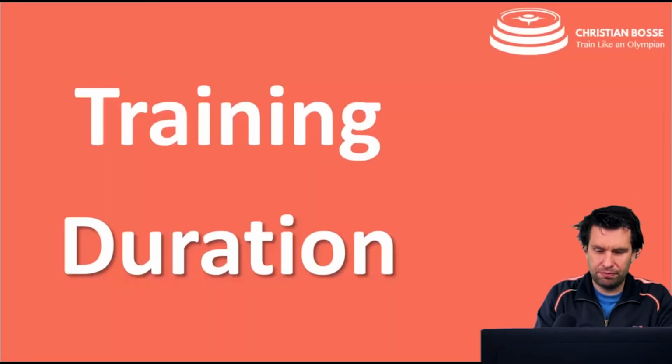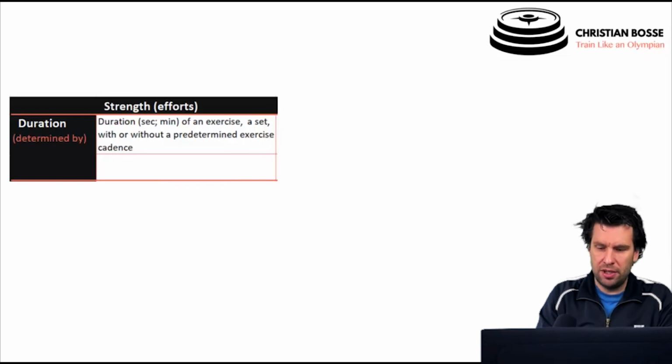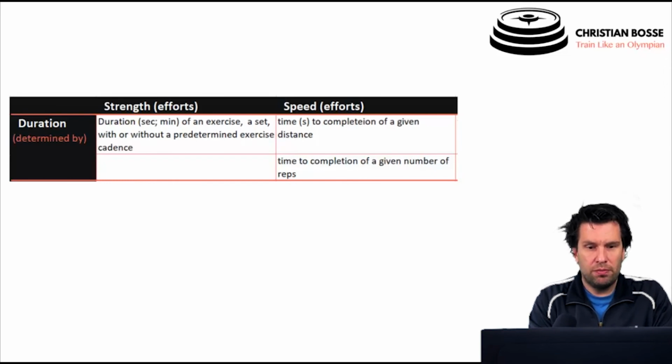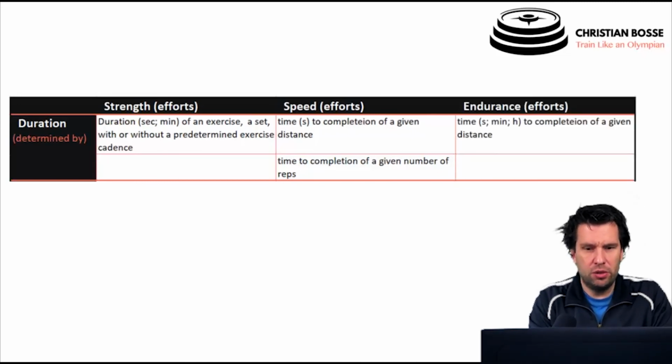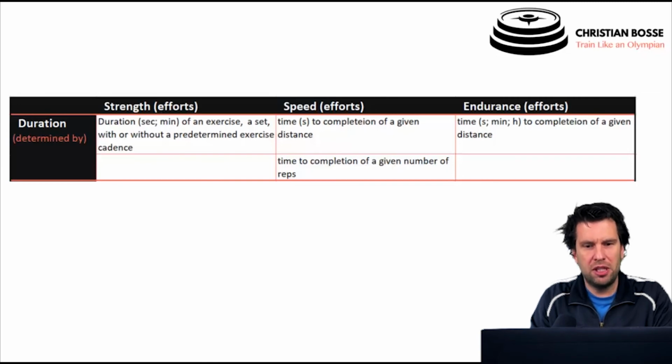Training duration. We talked about that. For strength duration, I showed you an example of cadence, 3 seconds, 1 second, 1 second, 1 second. So that is a rep duration of 6 seconds, also called cadence. Speed: time to completion of a given distance or time to completion of a given number of repetitions. And then endurance, time to completion of a given distance. So these are the quantifiables for strength, speed, and endurance.